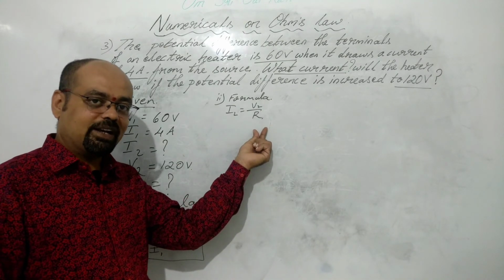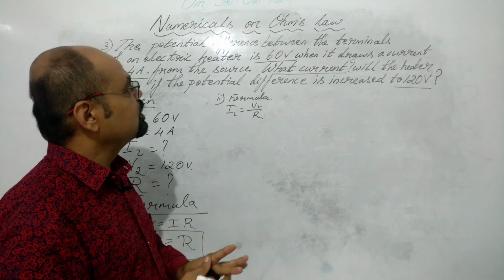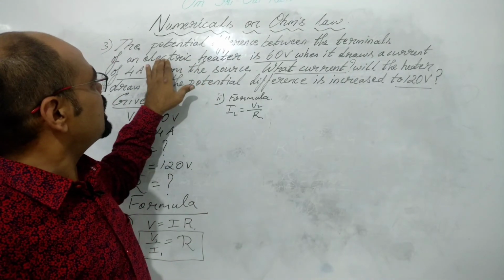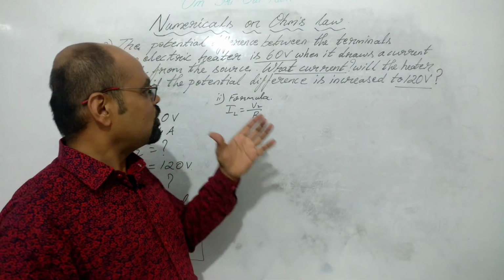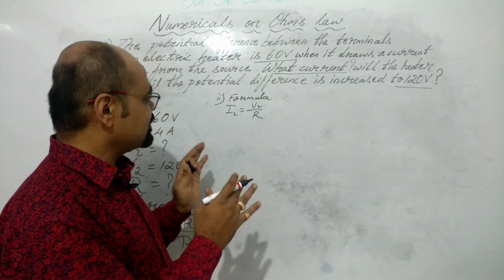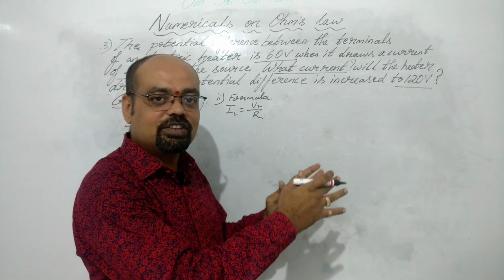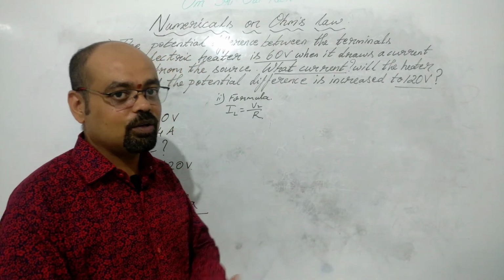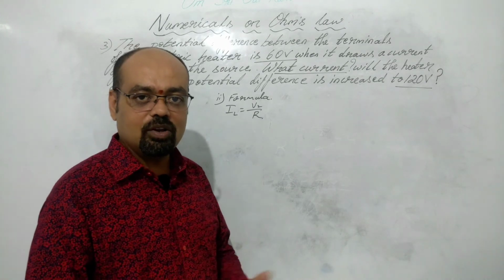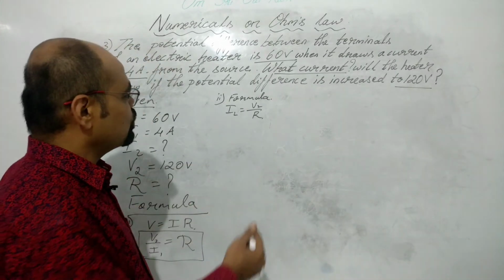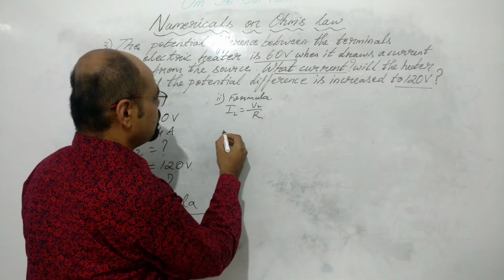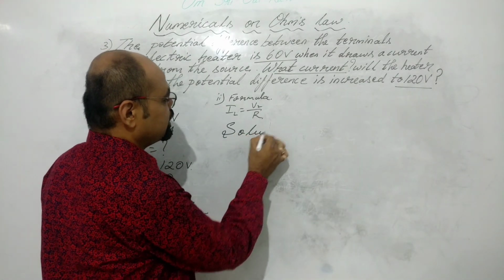We are not supposed to write R2, because the conductor is an electric heater, so the resistance of this electric heater will be the same. The resistance, as we have studied in Ohm's law, is a constant of proportionality. It is not going to change, even though you vary the current or the potential difference. So I2 is equal to V2 by R. Now let's move to the solution.